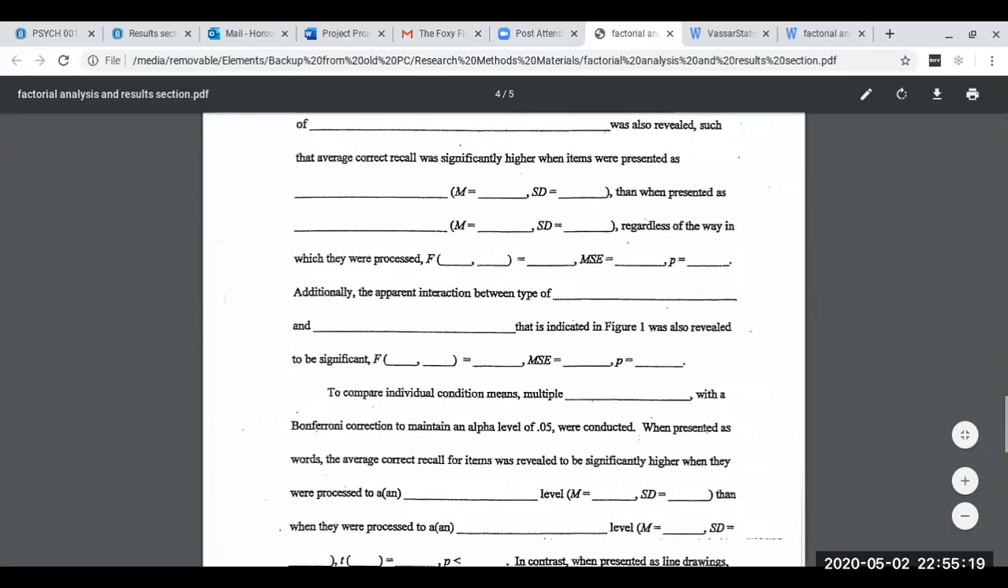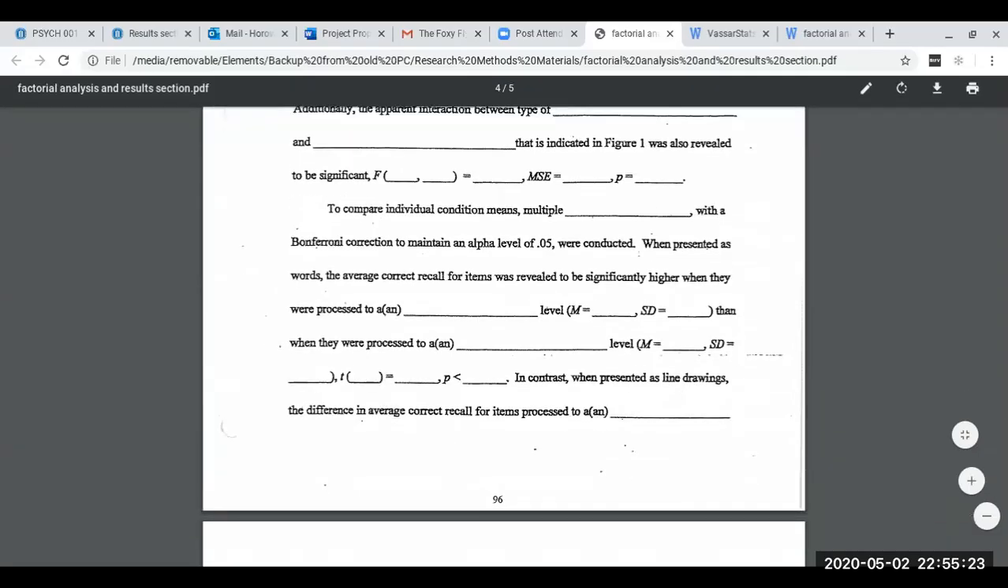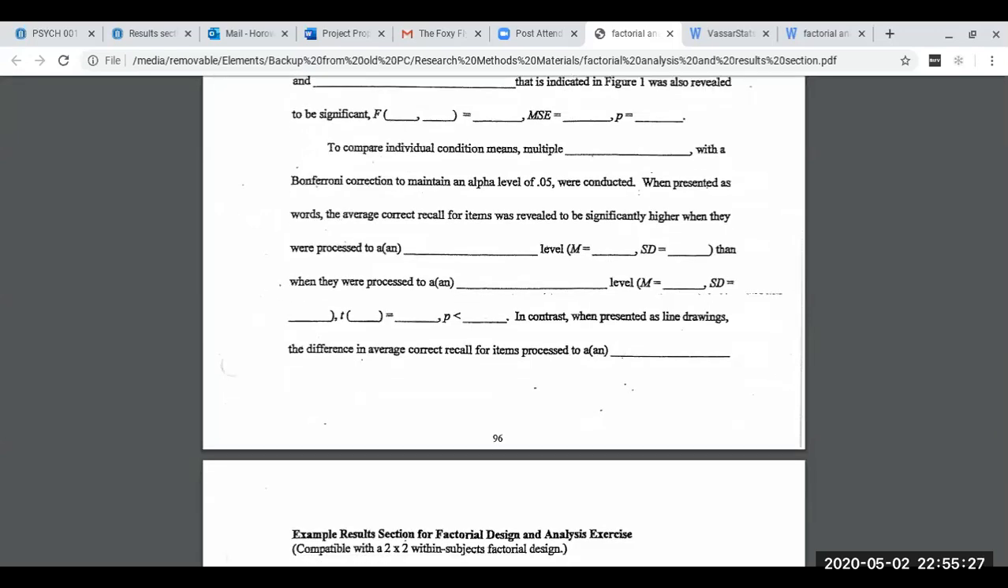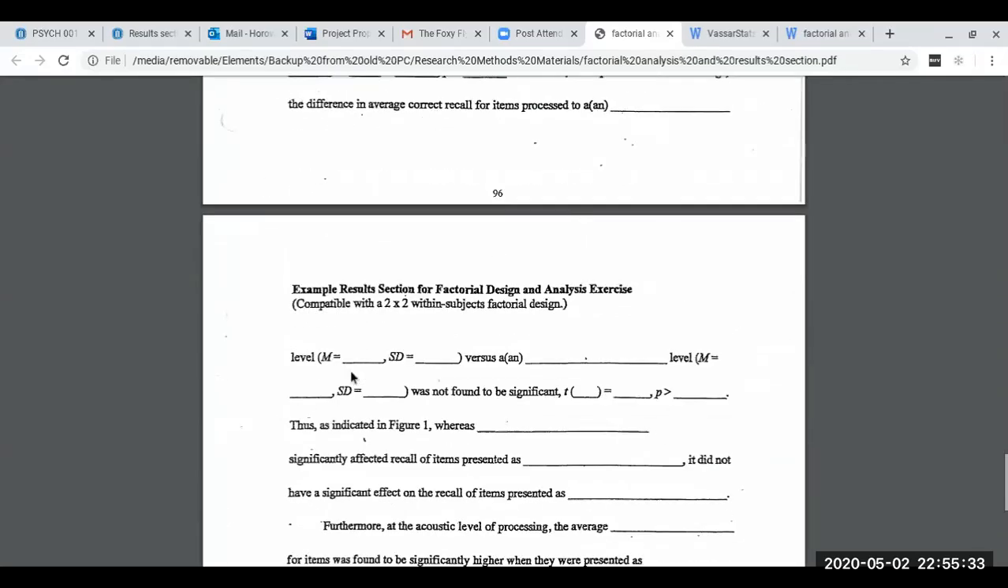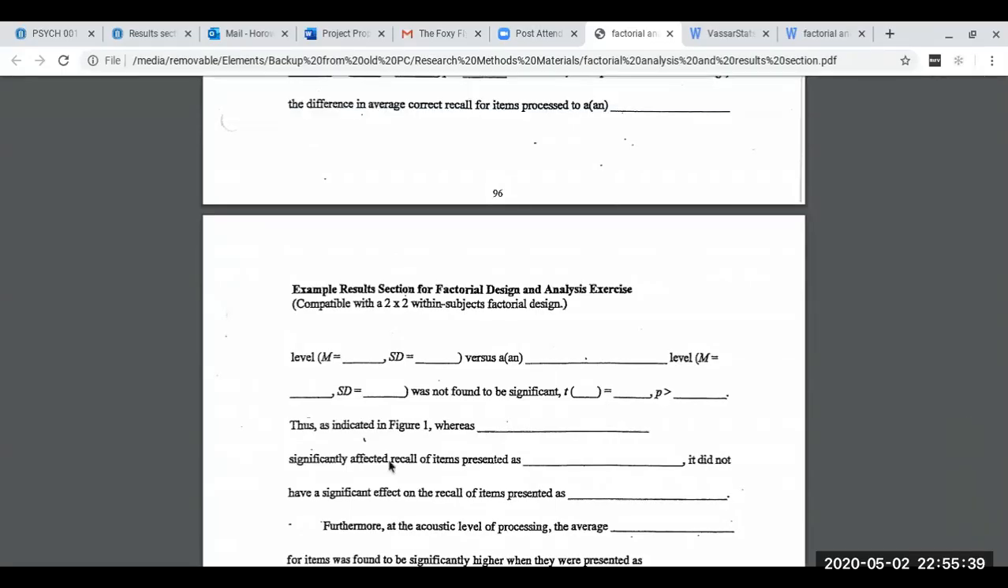We skip the t-value parts, and I'll show you on the next one. In contrast, when presented as line drawings, the difference in recall were processed to, and again, I believe it was semantic higher than acoustic, and then you again put the mean there, and we're not talking about doing this. And the rest of it, I'm not worrying about.